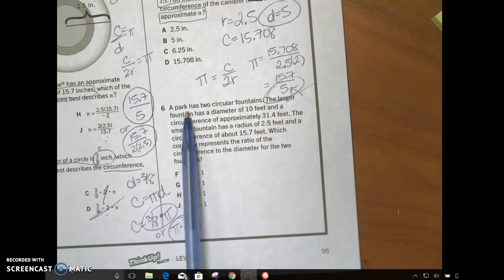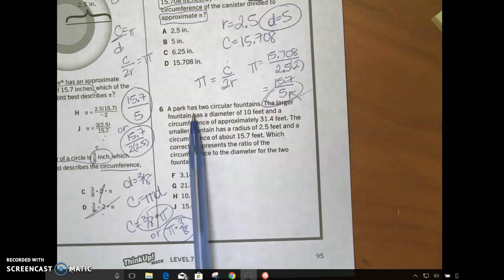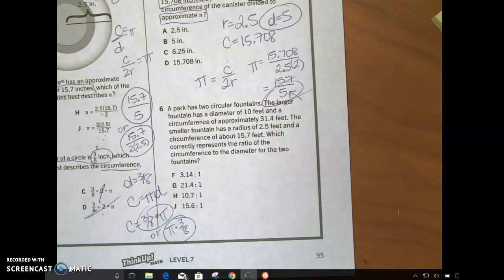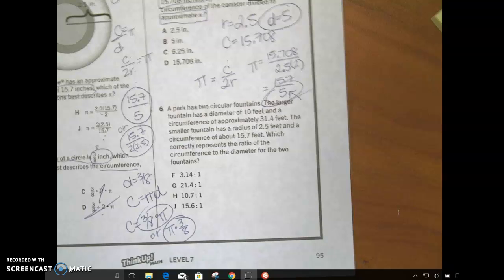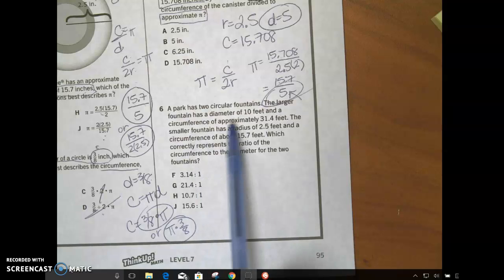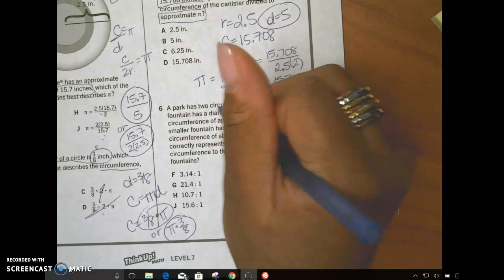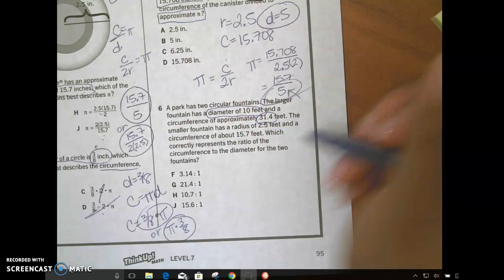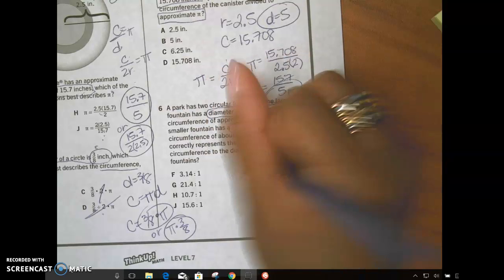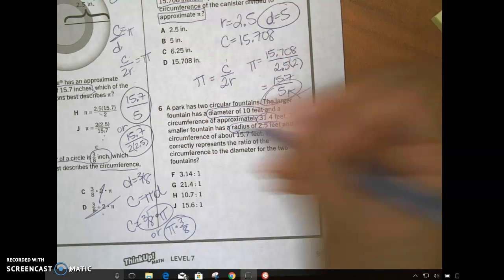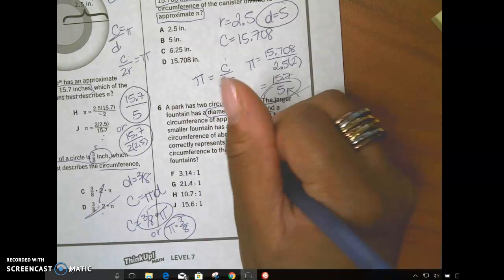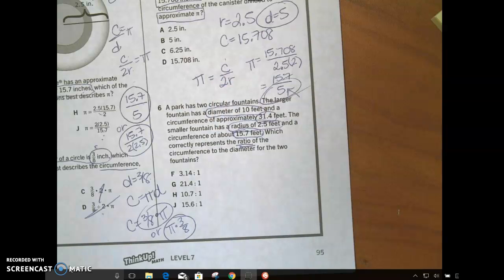Okay, a park has, I don't know, about 12 minutes. A park has 2 circular fountains. We don't have time to talk, I'm moving on to the next question. Don't lose focus. The larger fountain has a diameter of 10 feet and a circumference of approximately 31.4 feet. The smaller fountain has a radius of 2.5 feet and a circumference of about 15.7 feet. Which correctly represents the ratio?